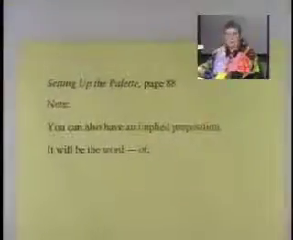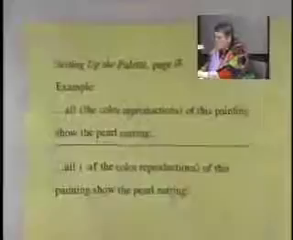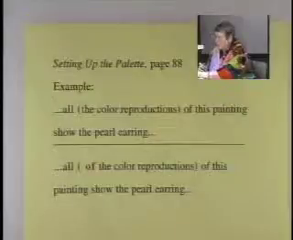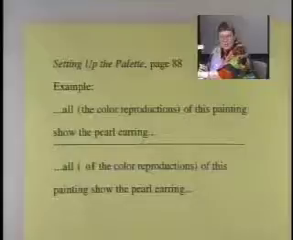The other tricky thing that we mentioned today was this. You can have an implied preposition, and when you do, it's going to be the word "of." I can't think of a single exception to that. And so when you look at this particular part of the sentence we were looking at just a second ago, "all the color reproductions of this painting show the pearl earring" really turns out to be "all of the color reproductions of this painting show the pearl earring." And that's true whether you see the "of" written or whether it is simply implied. Anybody with a question about that?